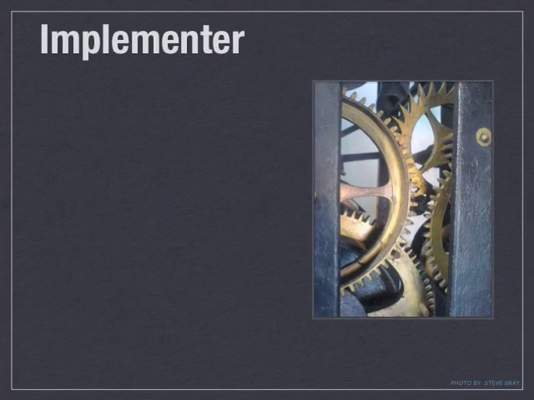The implementer role is symbolised by cogs in a machine. This is the role that rolls up its sleeves and gets on with whatever needs to be done. No matter how routine, how boring, how dirty the job, if that's what's needed, the implementer will just get on and do it. You can rely on them doing what's needed.